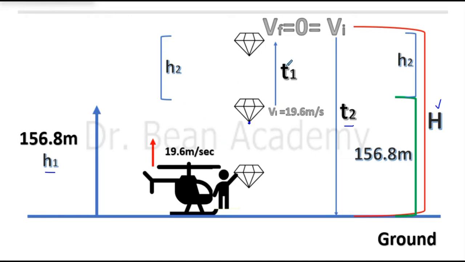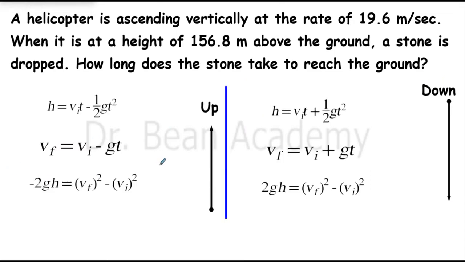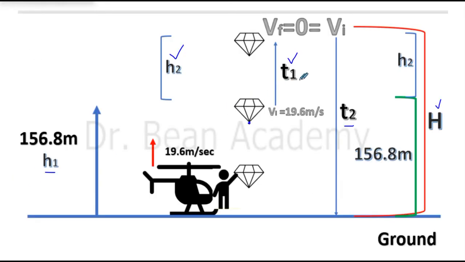So for the upward motion, let's calculate time t1 and height h2. Then we will move to the downward motion later on. So here I have split the problem into two sections and I have labeled them as up and down. So let's concentrate on up. Here I have equations of motion for the upward motion. So let's see what equation I can use to calculate time t1.